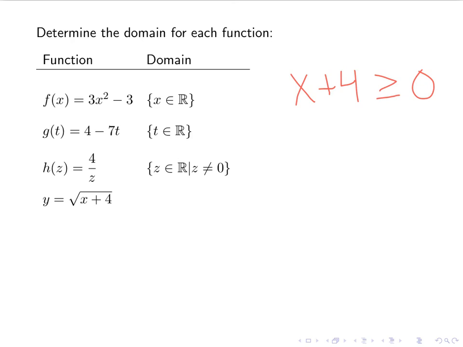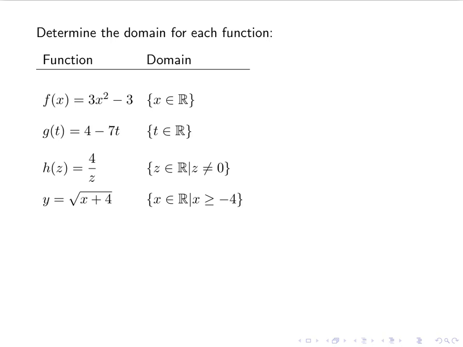And then what I want to do is solve for x. So to get x by itself, just like if this was an equal sign, I'm going to subtract 4 from both sides. So if x plus 4 is greater than or equal to 0, then x is greater than or equal to negative 4, and that's going to be what's after my such that. So it's the set of x's that are real such that x is greater than or equal to -4.